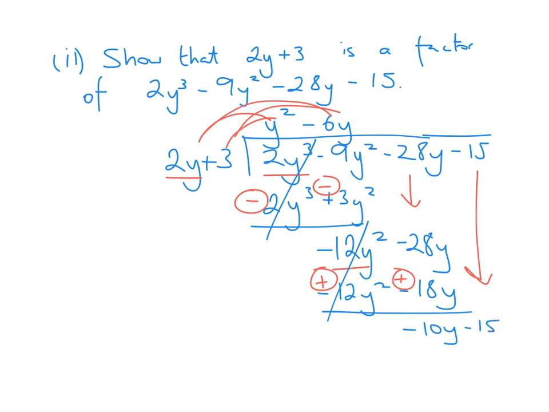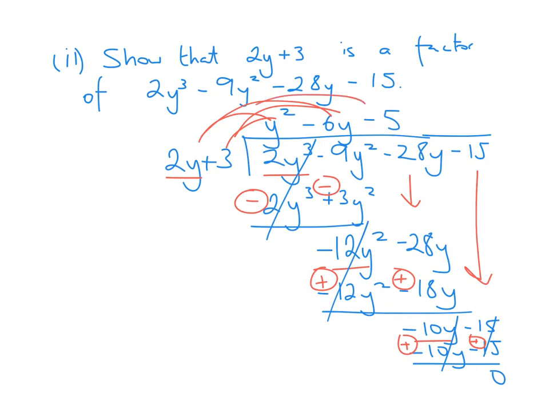So what do I multiply 2y by to get minus 10y? The answer is going to be minus 5. So that's going to give me minus 10y minus 15. Change both the signs. Column addition. You see they both go to 0, which is good because it means we don't have any remainders.